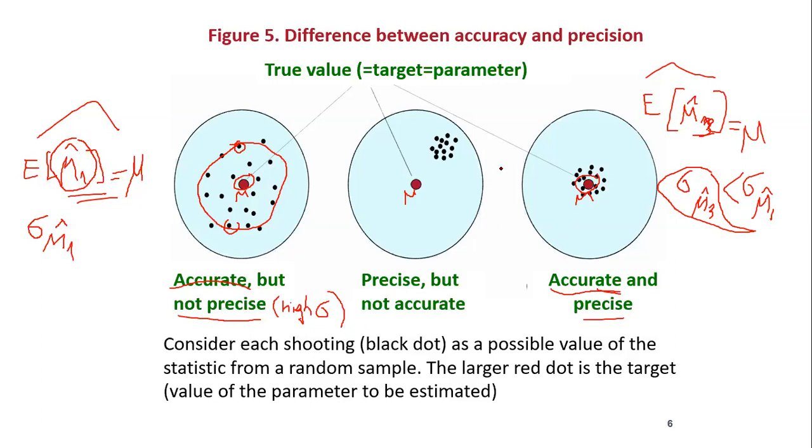Let's look at the one in the middle. Let's say this is mu 2 hat. What can you say about the sigma of mu 2 hat? The scatter around its center is smaller than that of mu 1 hat. That's good for mu 2 hat, because its variance is smaller than the first one.